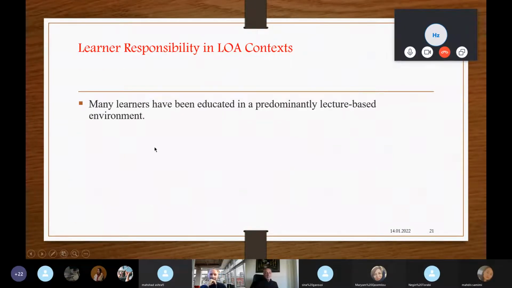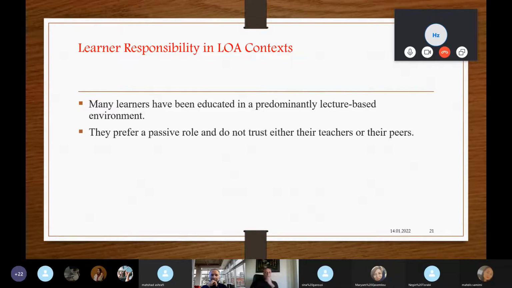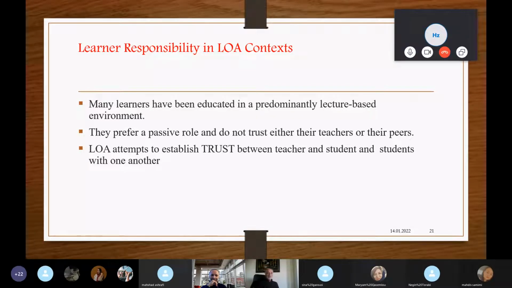Learners' responsibility. Many learners have been educated in a predominantly lecture-based environment. That's what I experienced when I came here. And I'm not sure, because I don't know right now, but probably Iran has the same context. They prefer a passive role and do not trust either their teachers or their peers. That's why they hide everything. And LOA attempts to establish trust.